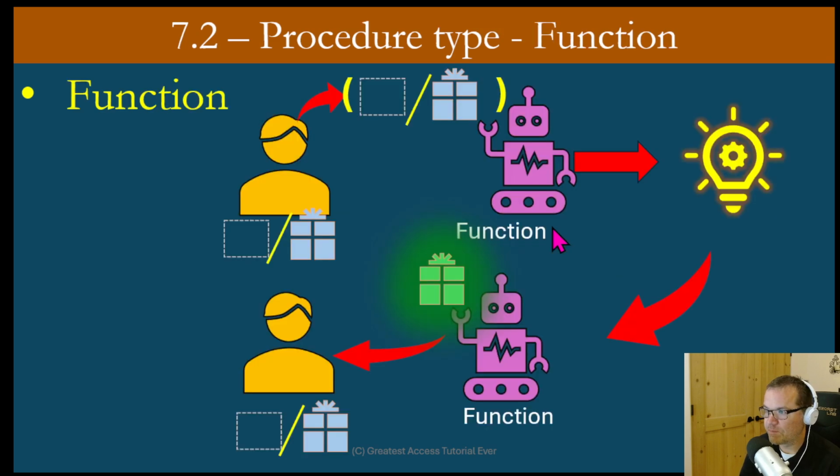What is a function? A function is a little bit different. Same thing, you may have something to pass, you may not. You may pass it to a function and you may not. And you use parentheses. Now, the big difference is that when that robot goes to do the work, he always brings you back something. He brings you back something else in addition to what you had before. That is a function. Now, we're going to see that in Access.